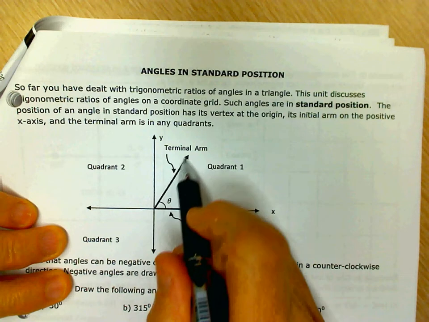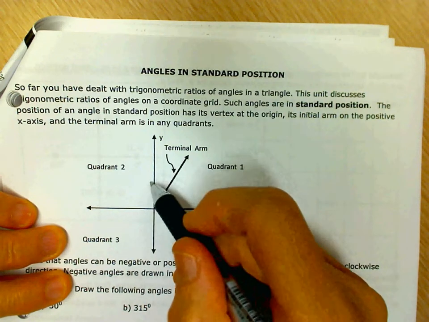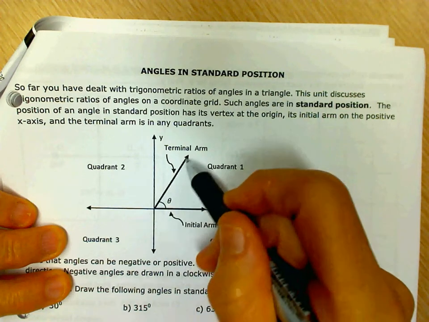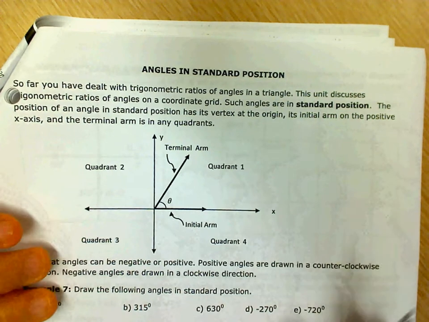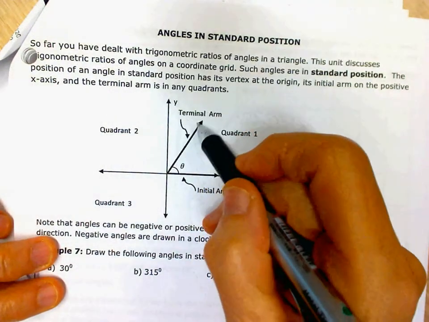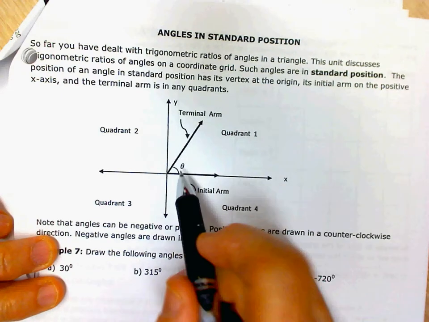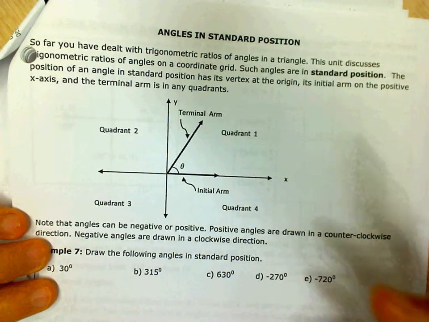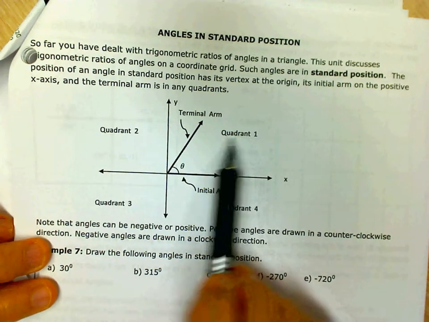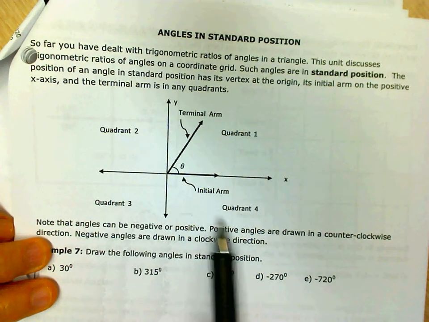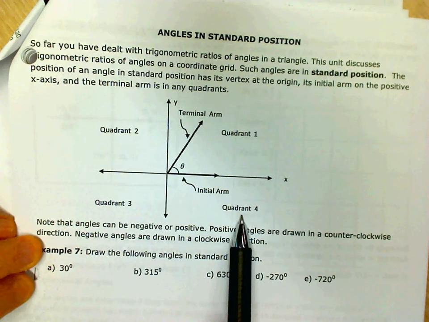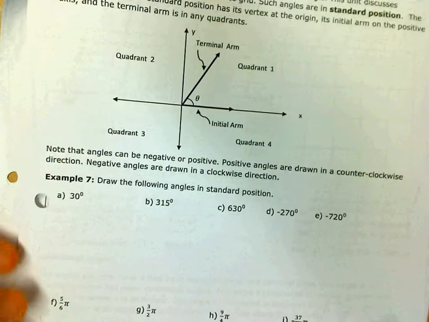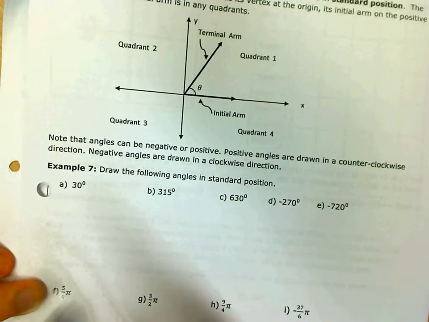So if this is approximately, I don't know, to go from there to there is 90 degrees, so this might be approximately 60 degrees, roughly. So our terminal arm is there, our initial arm is there, and that's our theta. The way we number these is this is quadrant 1, quadrant 2, quadrant 3, and quadrant 4. Okay? So let's just get some practice drawing angles.